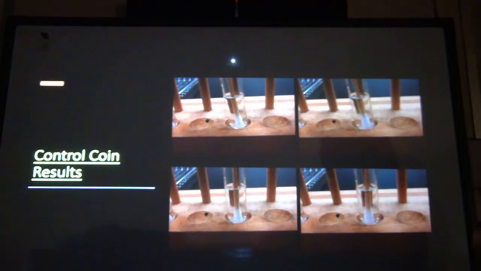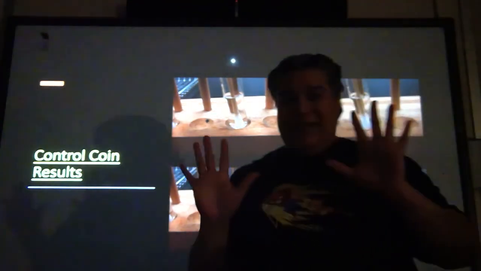This is our control results. This is no yeast on anything. And when we did the swabs, none of them had bubbles. None of them showed any presence of yeast because the person that had the control didn't have any yeast on their hands.